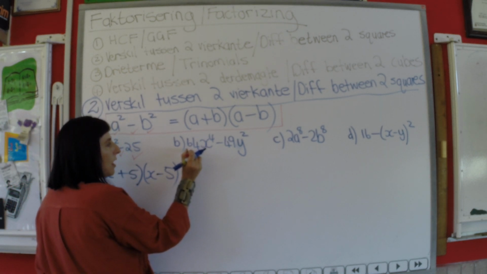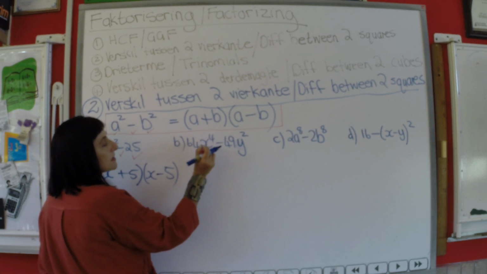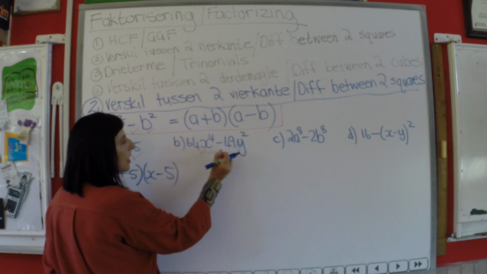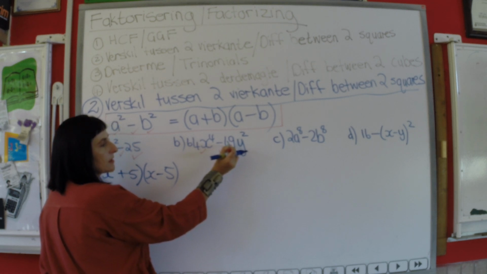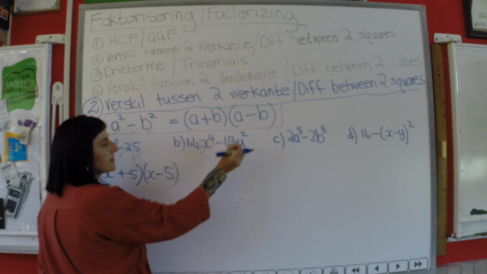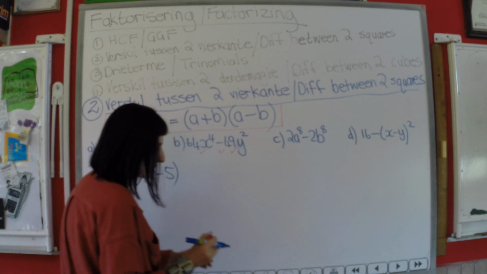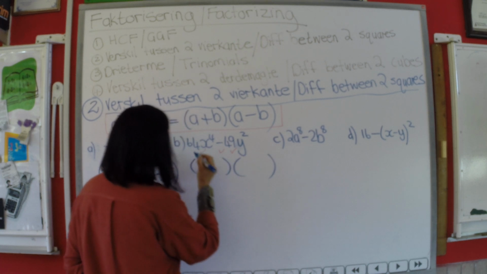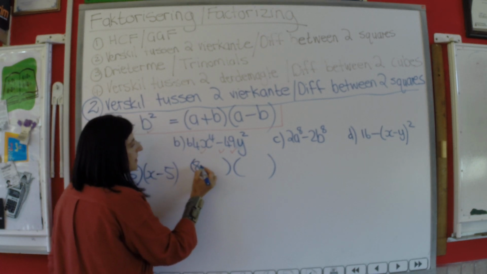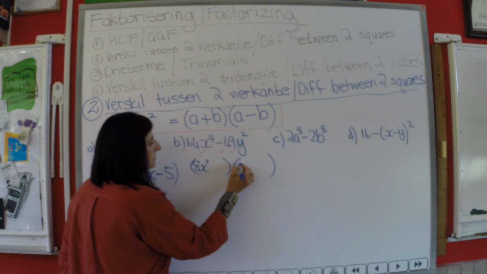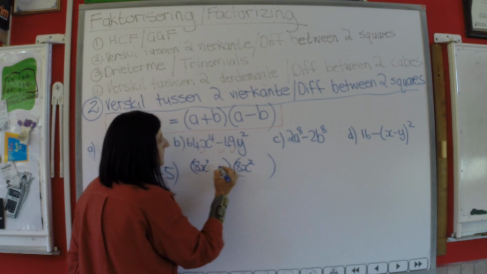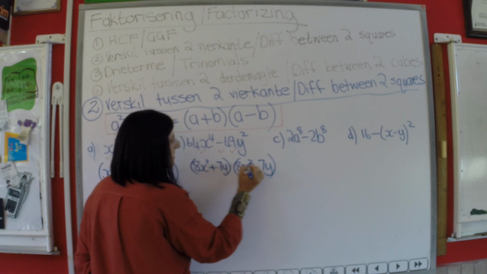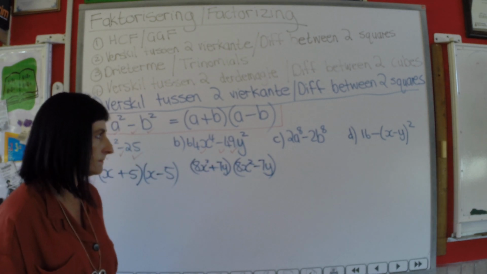64 is 8 maal 8. X tot die mag 4 is x kwadraat maal x kwadraat. Exactly. It's a minus. 7 times 7 gives me 49. Y times y gives me y squared. So let's factorize. 2 brackets. 8x squared, 7y, 7y. Plus, minus. Done.